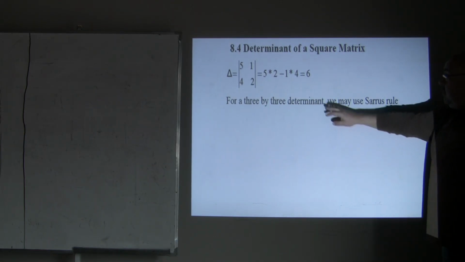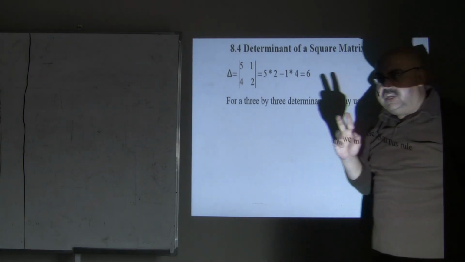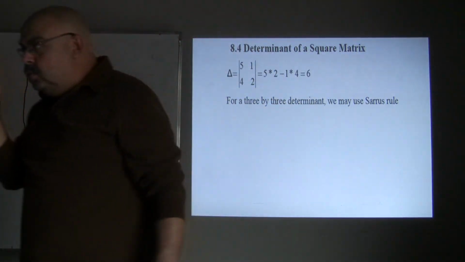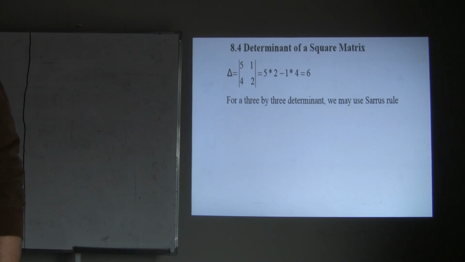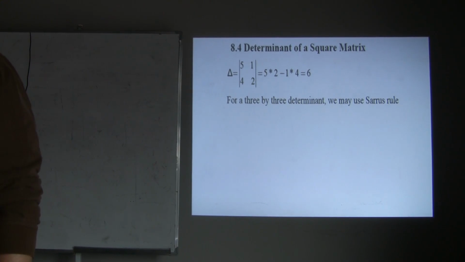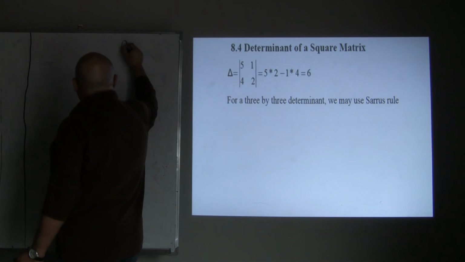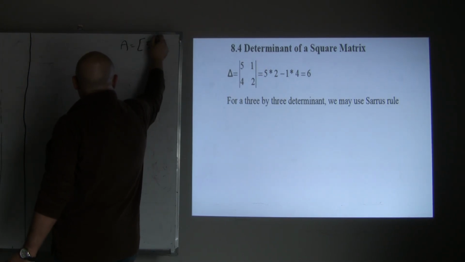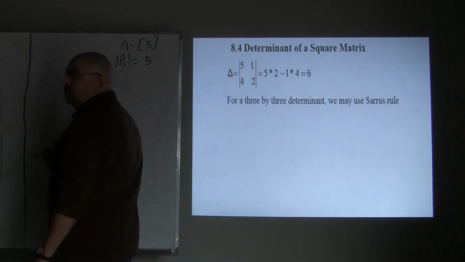For a 3 by 3 determinant, we have two main methods. If I have a 1 by 1 matrix, what's a 1 by 1 matrix? It's one row, one column, so it's going to be a number. The determinant will be that number. So if I give you a matrix, for example, the matrix A is 5, the determinant of A is equal to 5.